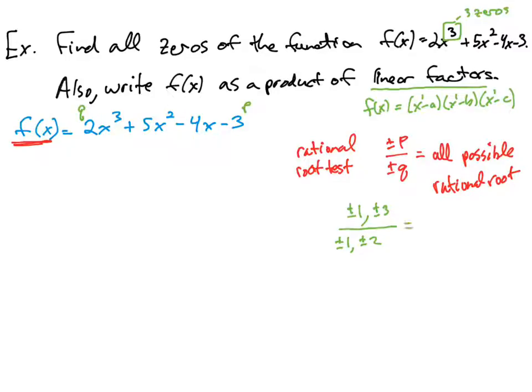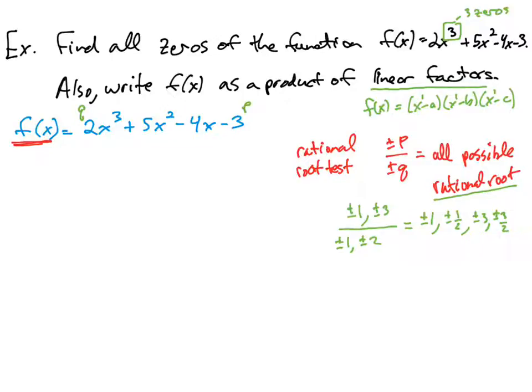And what we want to do is figure out all the possible combinations of these numerators and denominators. Well, I could have 1 over 1, so positive 1 or negative 1. I could have 1/2, so plus or minus 1/2. And then I could have 3 over 1, so plus or minus 3, and 3 over 2, plus or minus 3/2. Now this list is all the possible rational roots for the function.